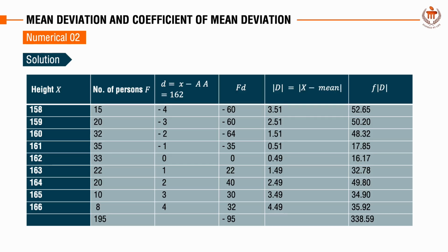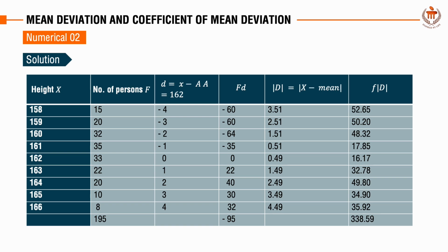To simplify the calculation, we use the step deviation method, where I assume an arbitrary value of 160, and in the step deviation method, I calculated the d value, where d is nothing but your x minus your arbitrary value of 162. When I subtracted each value from 162, I got -4, -3, -2, -1, 0, 1, 2, 3, 4. That is my step deviation d value, which I multiplied with frequency, f into d. The total sum of that I got as -95.